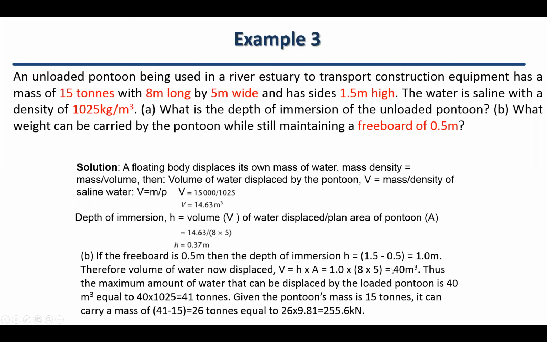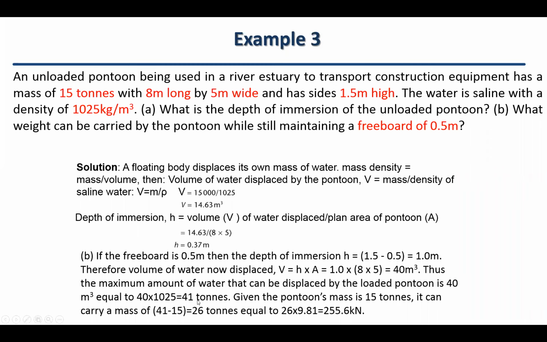So with 40 cubic meters, you can easily convert that. If you arrange the formula, M is equal to rho V. If you have V and multiply by rho, we can easily calculate M. So 40 cubic meters multiplied by the density of the saline water, 1025. The answer is 41 tons, or 41,000 kilograms.